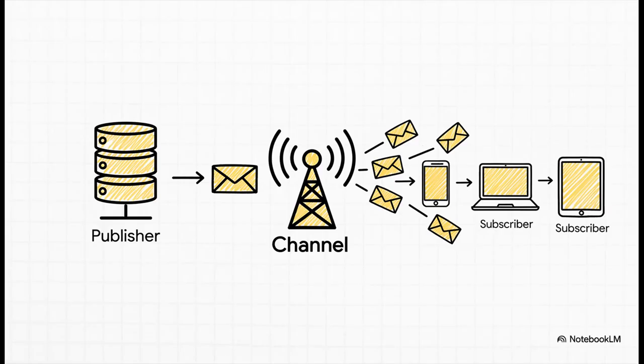The flow is just so simple and powerful. A publisher, let's say it's your chat service, shouts a new message into the chat room channel, and then all the subscribers, which are the apps of the people in that room, are listening to that channel, and they instantly get the message and display it. It's clean, efficient, and it scales like crazy.